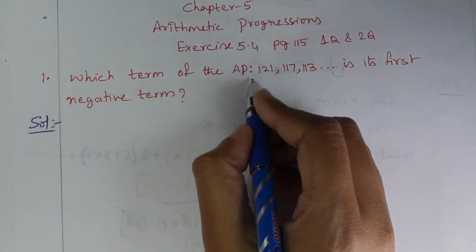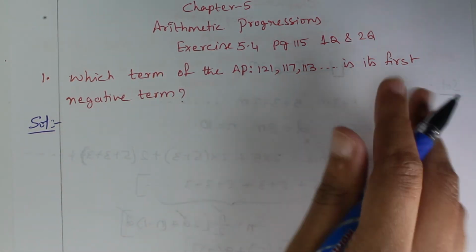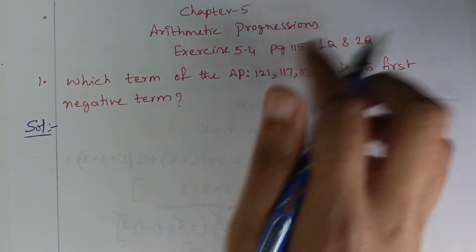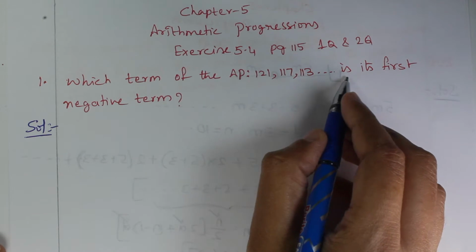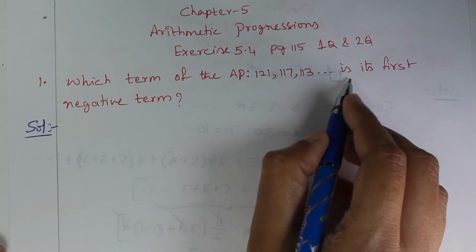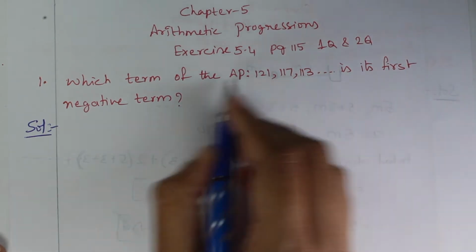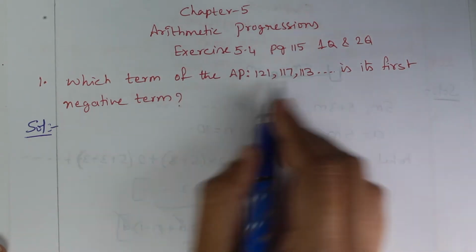So he has given a decreasing arithmetic progression series, that is, the common difference will be negative and each term will be lesser than its previous term. So at some point we will get a negative term in this series. He is asking for the first negative term in the series.